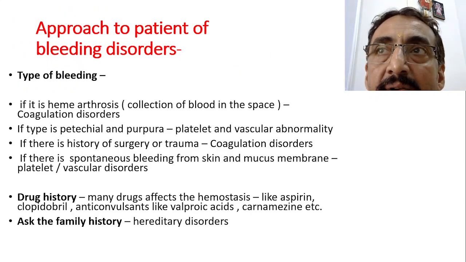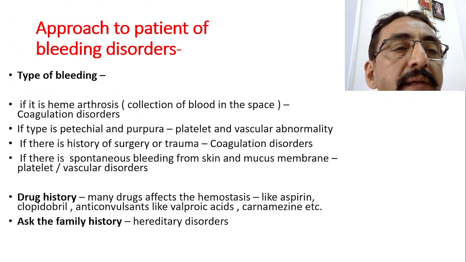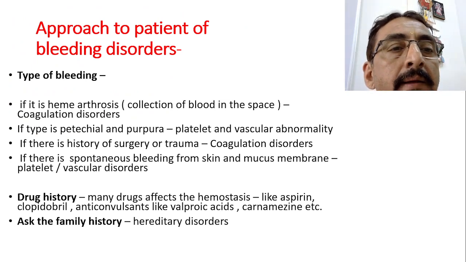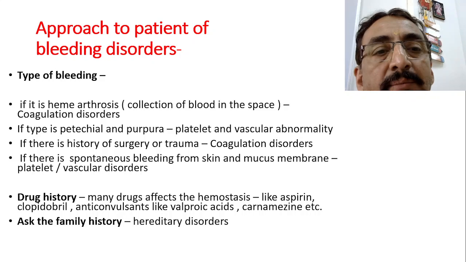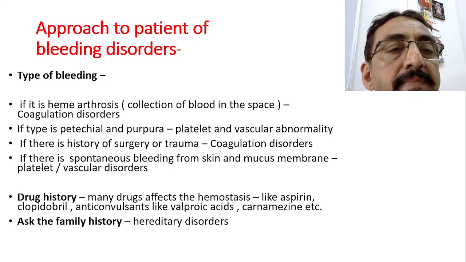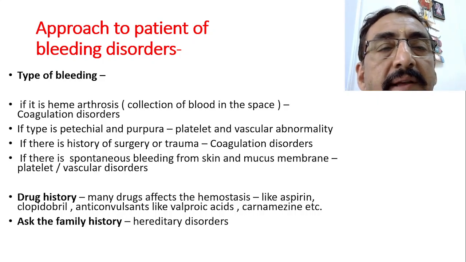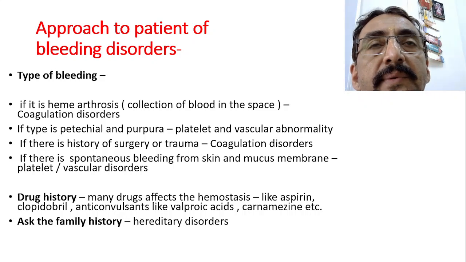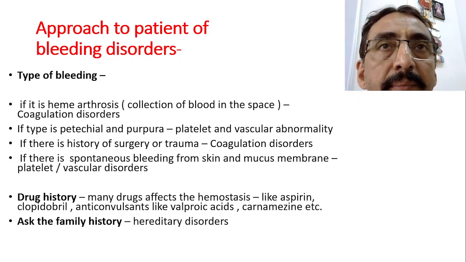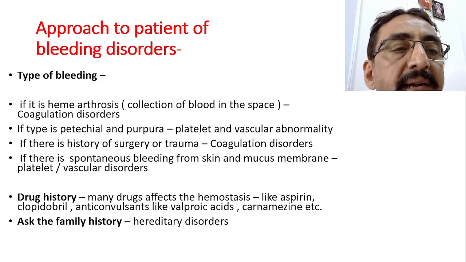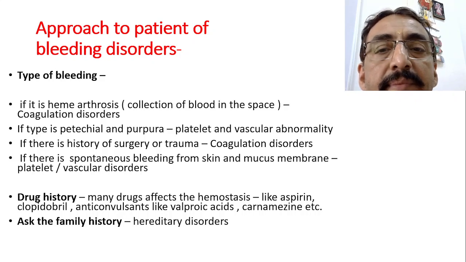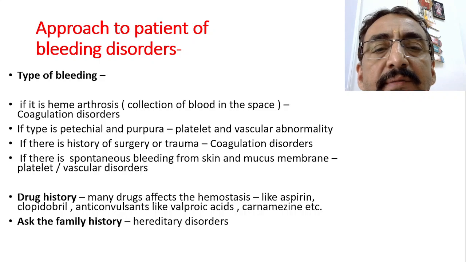Next, we have to look into the type of the bleeding. If the type of bleeding is hemarthrosis, that is collection of blood in a space, maybe in the joint space, most probably it will be a coagulation disorder. Because if it is a platelet problem, the presentation will be either in the skin or the mucous membrane, not in the deep areas of the body. If the type is petechiae and purpura, it is definitely in the skin, therefore it is a platelet or vascular abnormality.